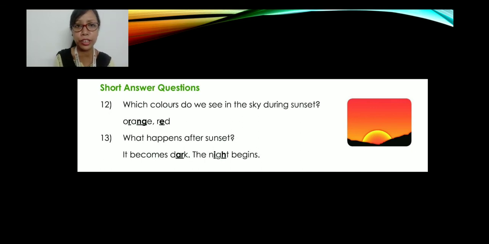Then let's come to question number 13. What happens after sunset? It becomes dark, right? After sunset, the night arrives. It becomes dark and the night begins. So the spelling of dark is D-A-R-K, dark, and the night is N-I-G-H-T, night.